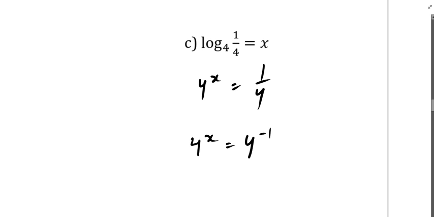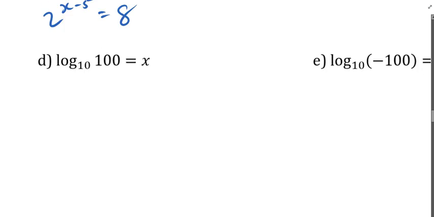Negative exponents make something a fraction. It does not make the thing a negative, right? Ooh. Don't make that mistake. Therefore, x equals -1. Okay, very nice.